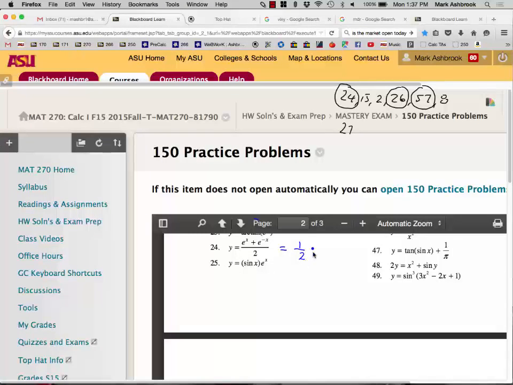1/2 times... okay? So you only have to use the quotient rule... it's kind of your last choice. Quotient rule is the one that's hard to remember and it's a lot of work, right? So don't use the quotient rule on this because it's not a function of x divided by a function of x. This is just a constant, right? This is just like multiplying by 1/2. So we can use the constant multiple rule.